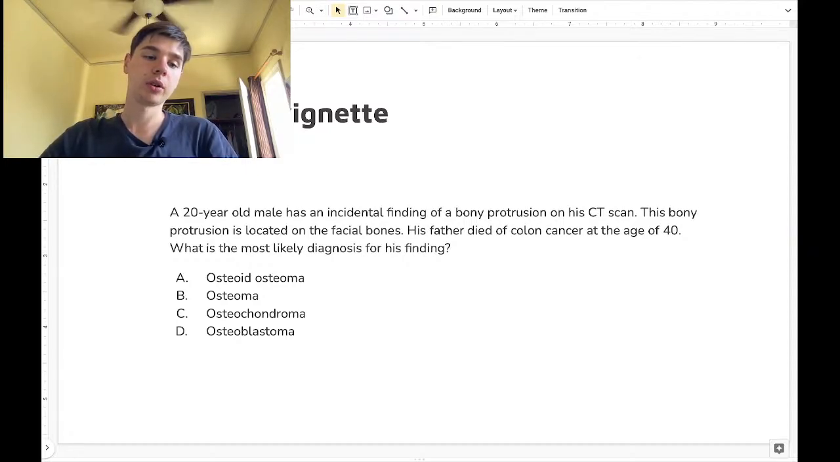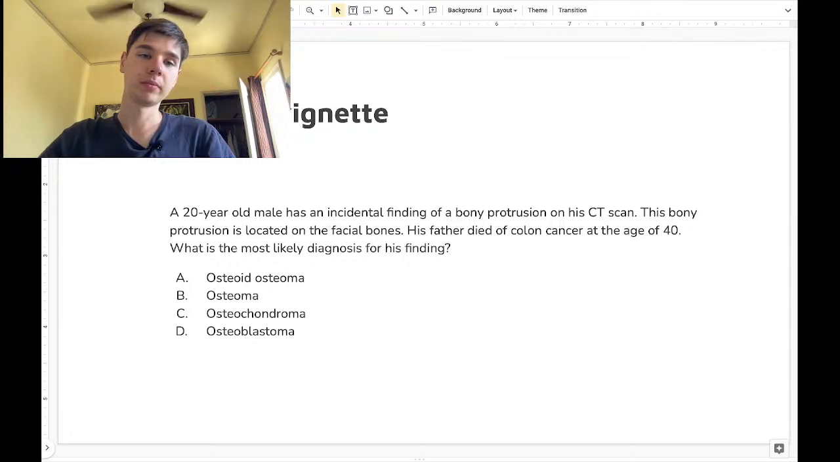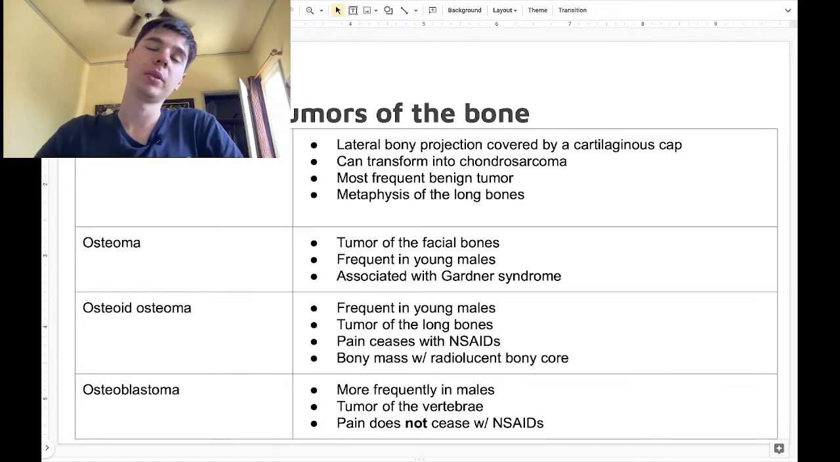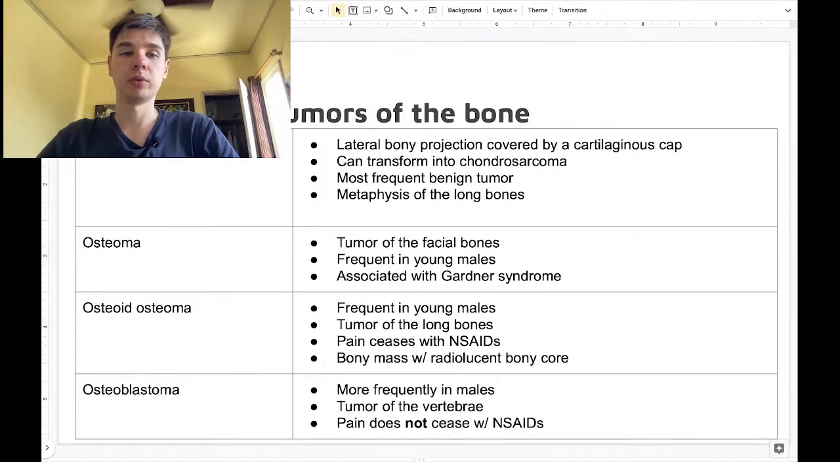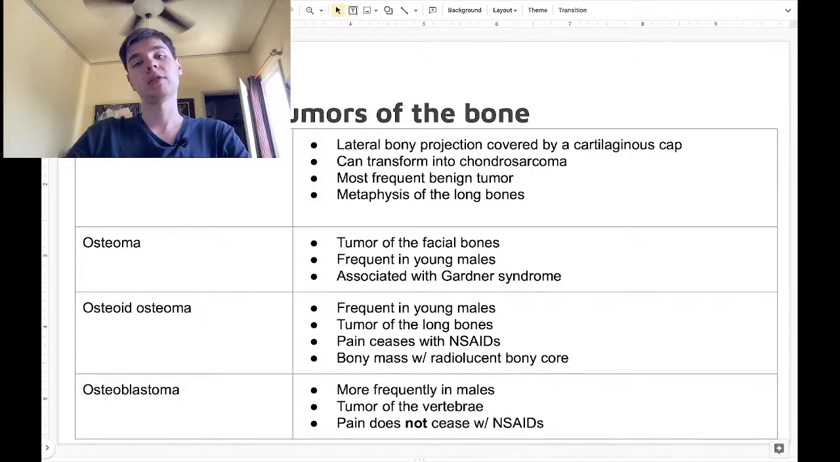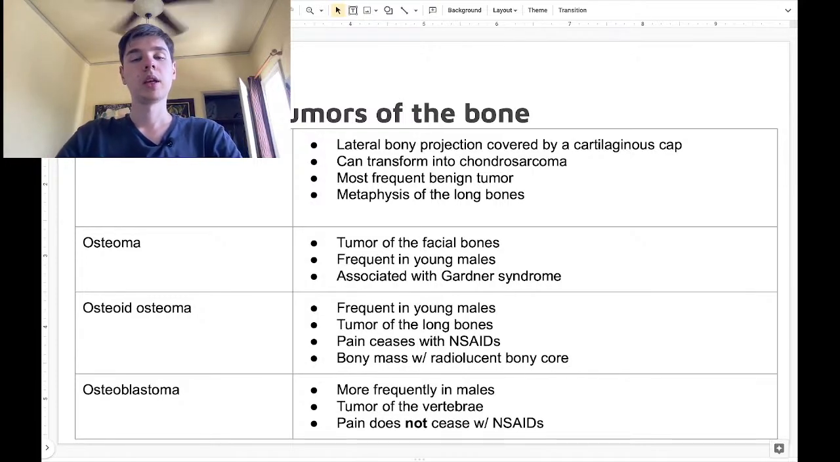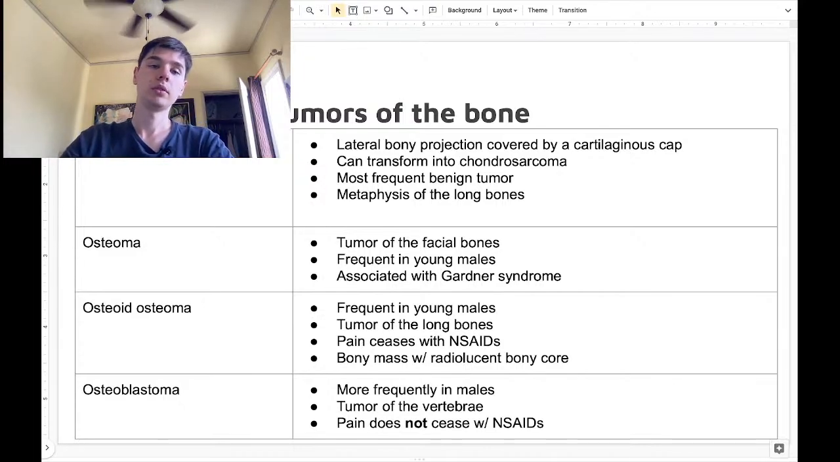Let's go to the next part of the question. So actually, before going to the next part, the answer is B, an osteoma. Let's review a little bit the benign tumors of the bone. An osteochondroma presents with lateral bony projections that are covered by a cartilaginous cap. It can transform into a chondrosarcoma. It is the most frequent benign tumor, and it involves the metaphysis of the long bones.